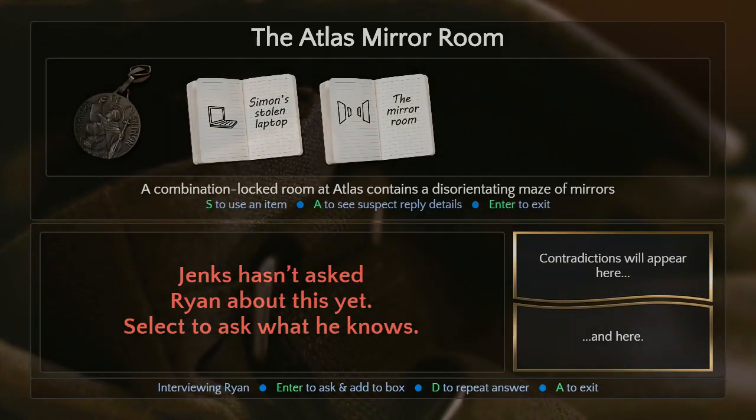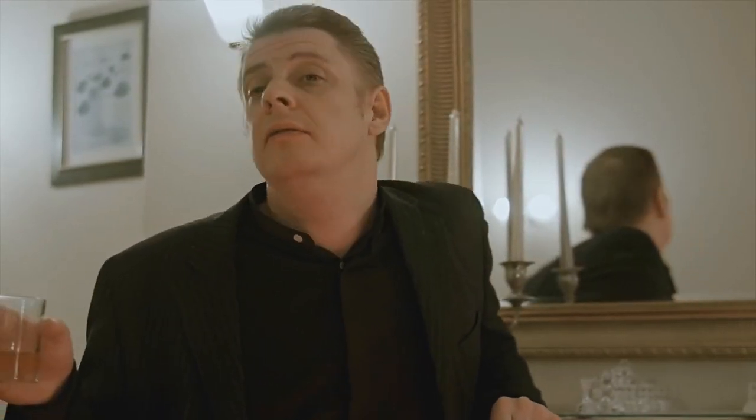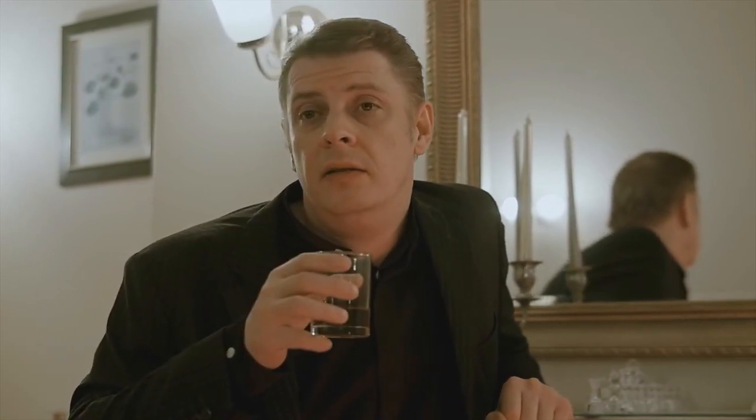A few more questions, if you don't mind. Can you tell me what you know about the mirror room upstairs? Oh, you found that then. Well, it's very similar to the costumes, Inspector. It's designed to help the students look at themselves differently.